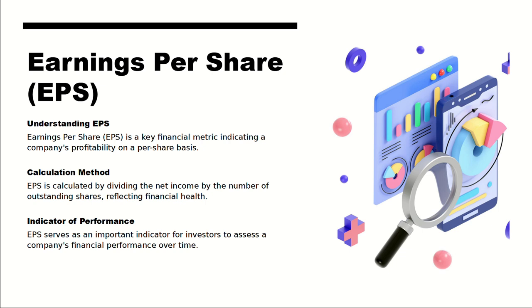Earnings per share, EPS. Understanding EPS. Earnings per share is a key financial metric indicating a company's profitability on a per share basis. Calculation method. EPS is calculated by dividing the net income by the number of outstanding shares, reflecting financial health. Indicator of performance. EPS serves as an important indicator for investors to assess a company's financial performance over time.